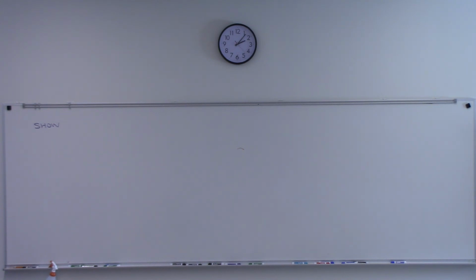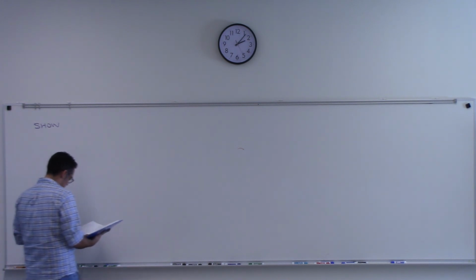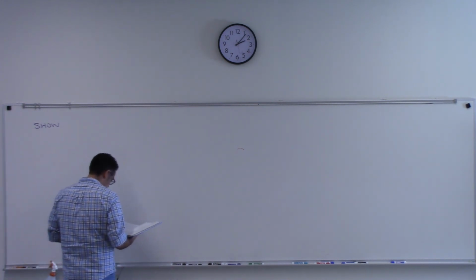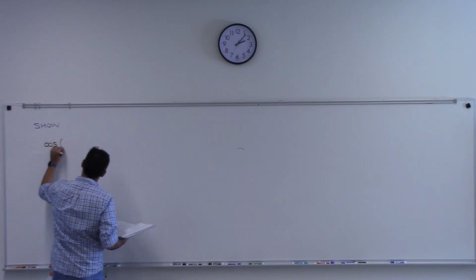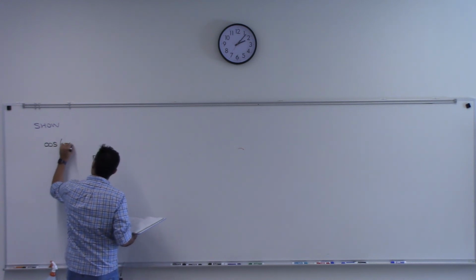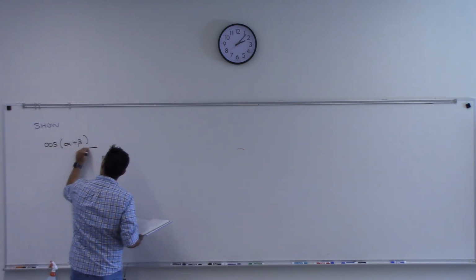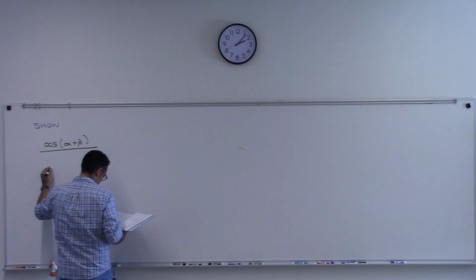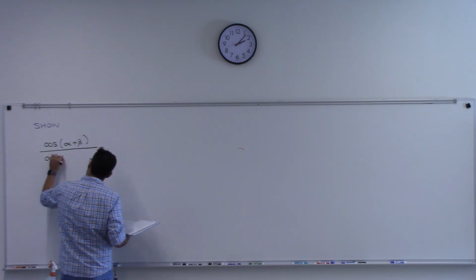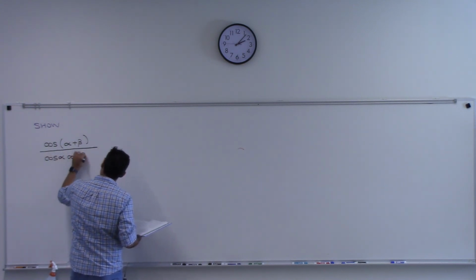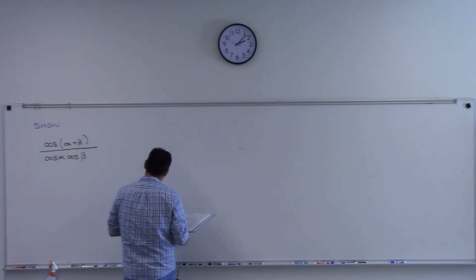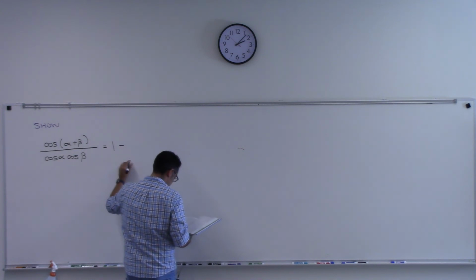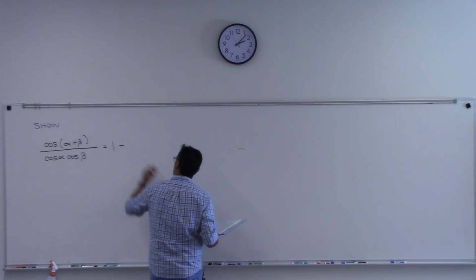All right, here we go. Show that cosine of alpha plus beta over cosine alpha cosine beta equals 1 minus tangent alpha tangent beta.